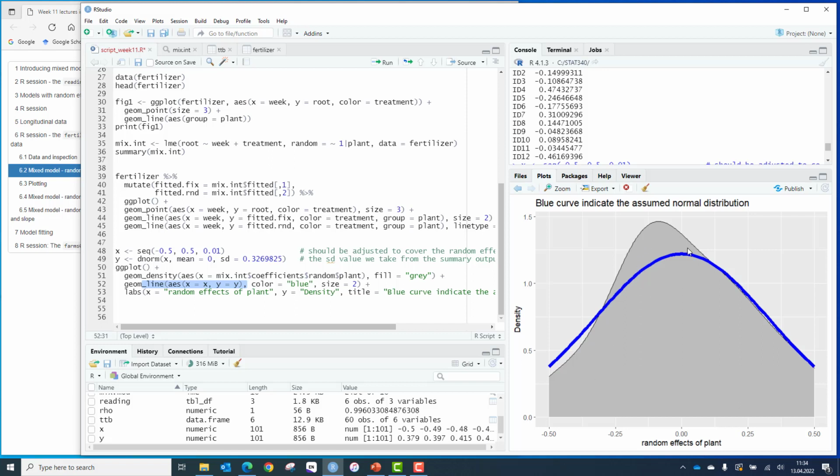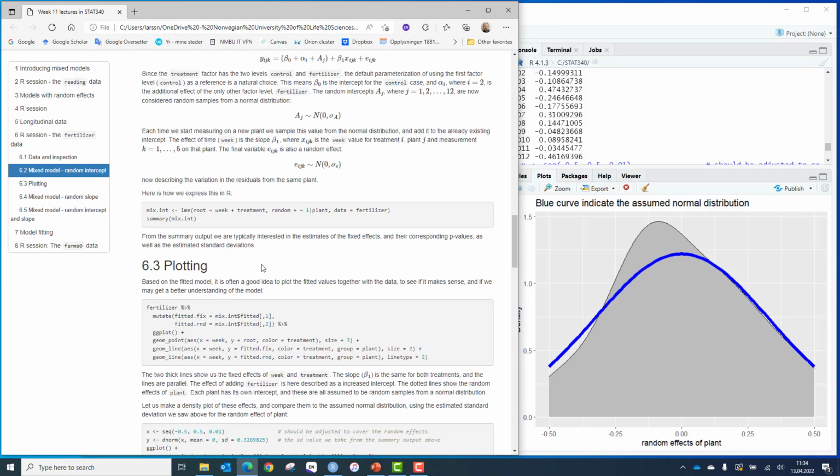We can see it has a top here around 0, and it has a spread which is as it should be. So this is also a plot for what I call a sanity check. Did you actually estimate some standard deviation that matches your data? And it looks like it.